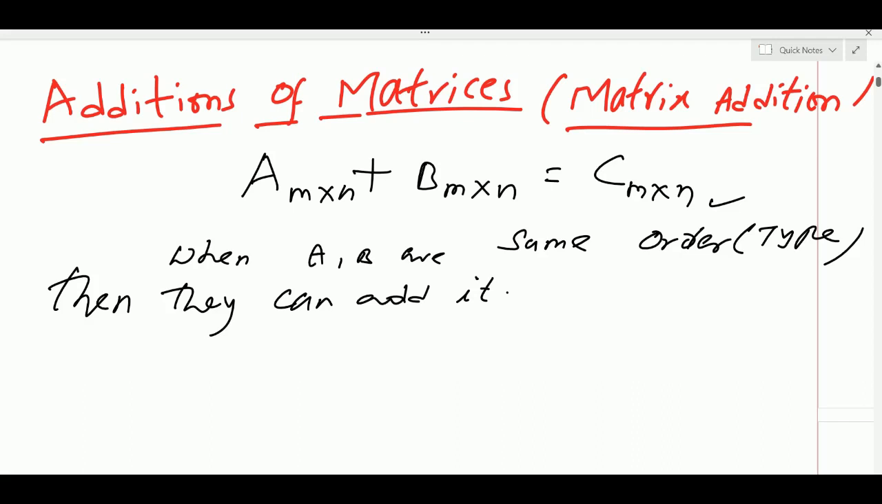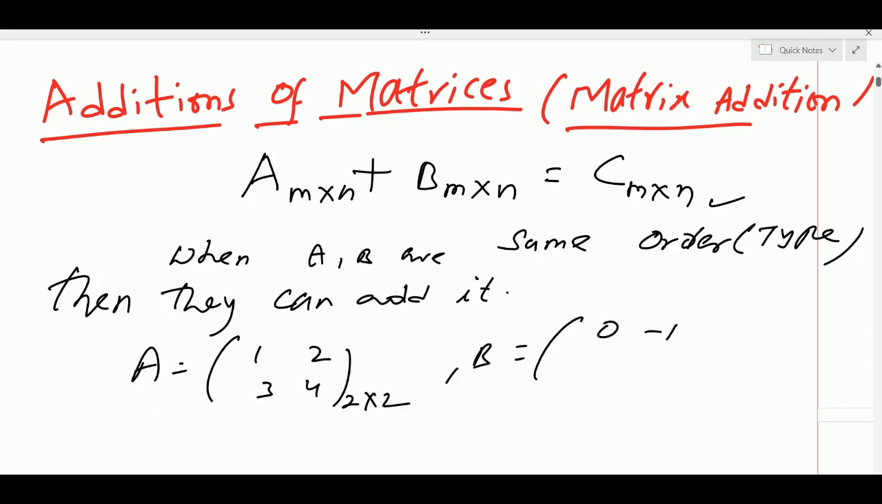Simply, the matrix addition can be obtained by adding their corresponding elements and replacing them in the corresponding place. A simple example makes it easy to understand. Suppose A is 1, 2, 3, 4, a 2 by 2 matrix. B is another matrix 0, minus 1, 5, 6, which is also a 2 by 2 matrix. Then we can add both of them. A plus B can be obtained simply: 1 is in the first row, first column in A, and 0 is in the first row, first column in B.